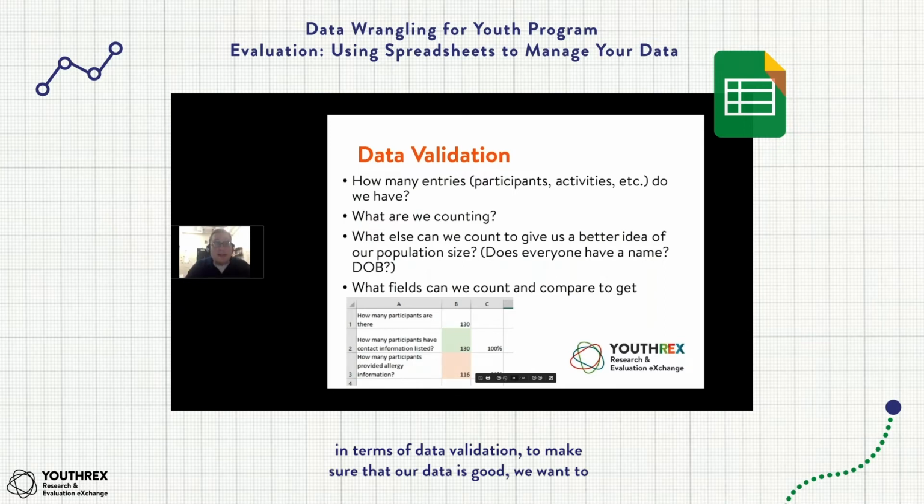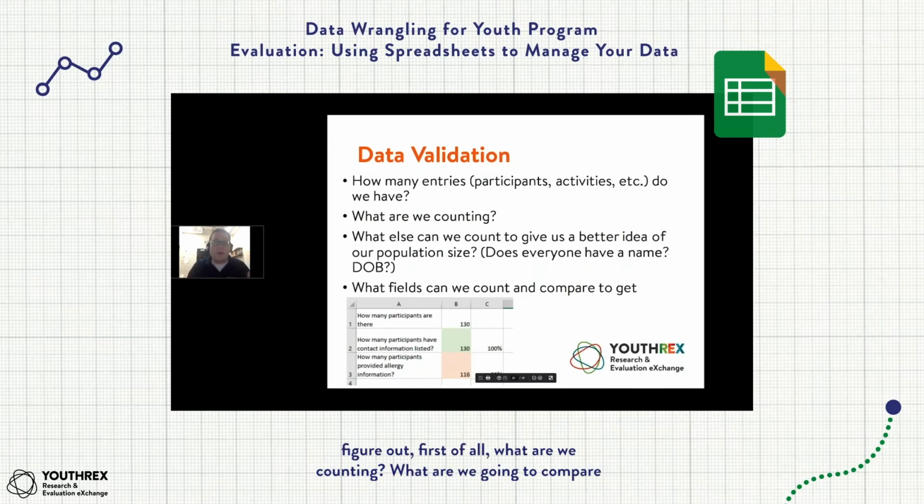So, in terms of data validation, to make sure that our data is good, we want to ask questions like, how many participants' activities do we have? What's our big number? And let's look at the example here. It says, how many participants are there? And in this case, there's 130, right?